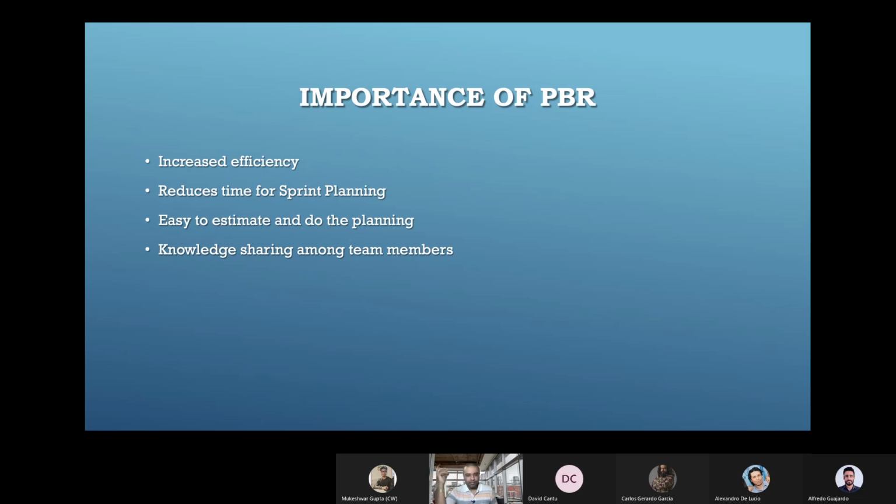Then uncooked stories, I can say, if that comes into the sprint, then the developer obviously is going to ask for clarification, and there will be a lag of seeking clarification and giving back the clarification. So we will save that specific time. Second, it will reduce time for sprint planning.